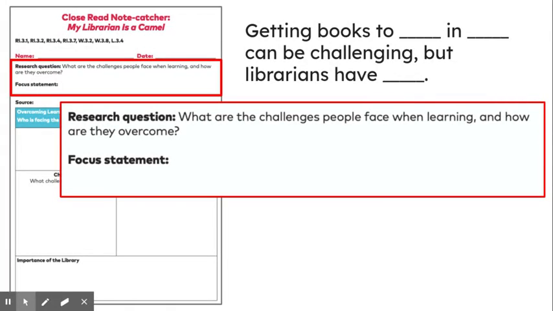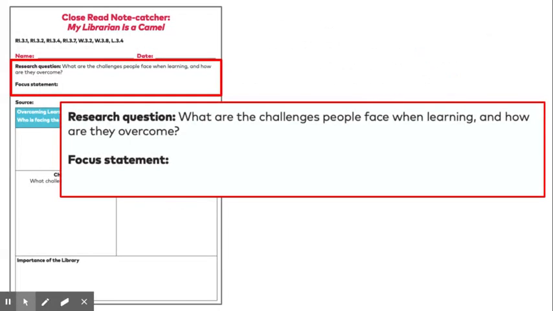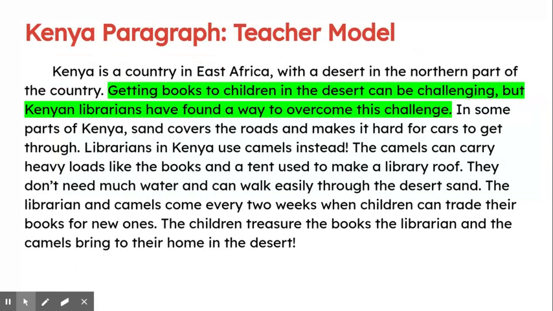What is the most important thing that you need your readers to know about how people get books in your country? So when it's your turn to write your focus statement, you are going to use these sentence stems to write it, just filling in the blanks with your information. Getting books to children in the desert can be challenging, but Kenyan librarians have found a way to overcome this challenge. This says exactly who's facing the challenge, and it introduces how Kenyan librarians have helped these children.